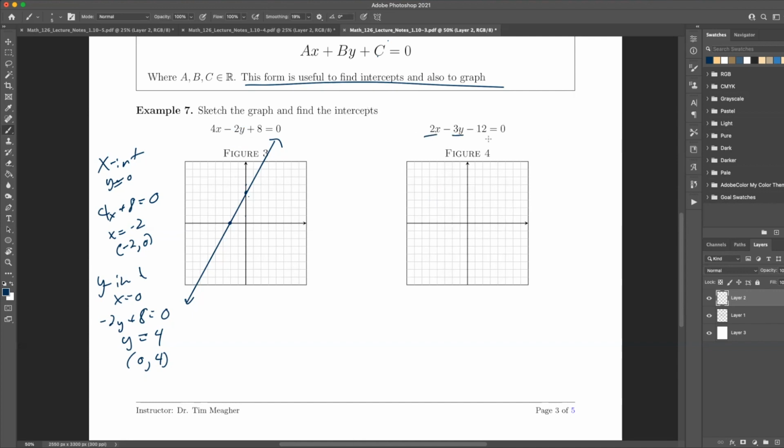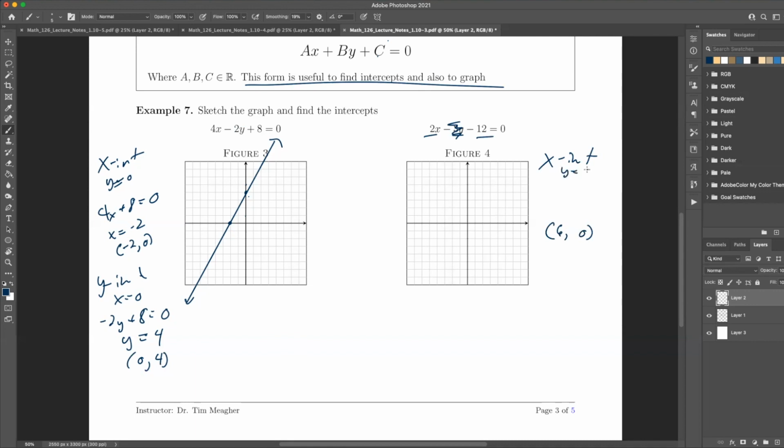All right, so we're going to do the same thing here, just we're going to do it in our heads this time. So x-intercept. The x-intercept is where y is 0. So if I did that in my head, I need 2x minus 12 to equal 0. So that means this x better be 6. It would be (6, 0).